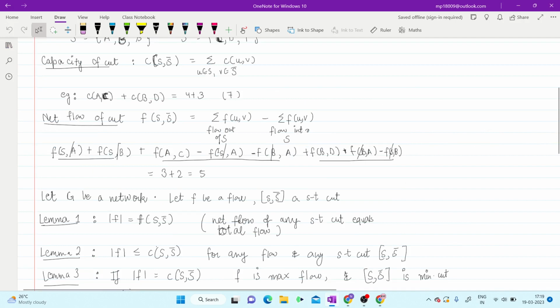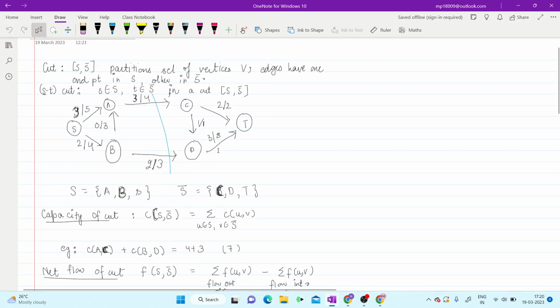Now we have seen what a flow is. Once we have that, there's a concept of maximum flow, and there's also a concept of minimum cut. So let's see what this minimum cut is. First of all, what is a cut? We have discussed cuts in various lectures. A cut is a disjoint union of two sets S and S bar, partitioning V. That means S union S bar is equal to V, and the edges in this cut are the edges with one endpoint in S and the other endpoint in S bar.